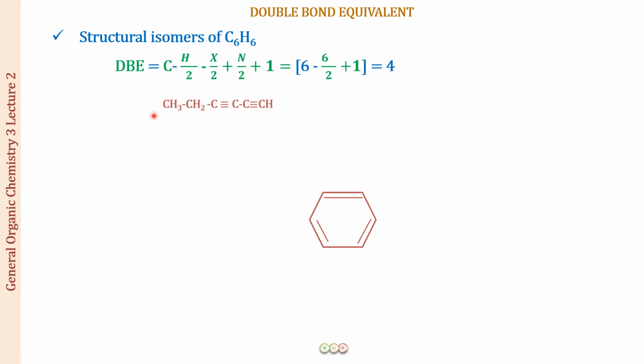So we draw a 6 carbon chain. At position number 1, I put a triple bond. At position number 3, I put a triple bond. If you count the number of carbons and hydrogens, this comes up as C6H6. So this is one structural isomer I can draw for benzene.